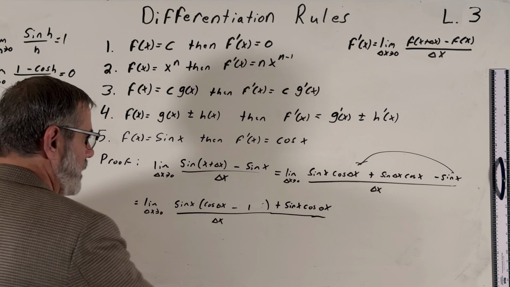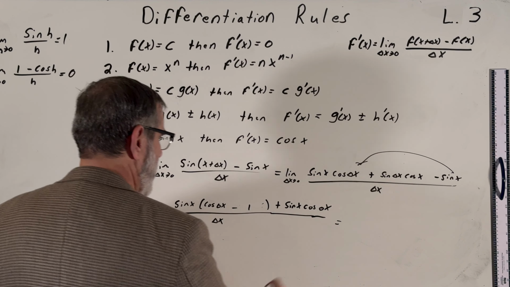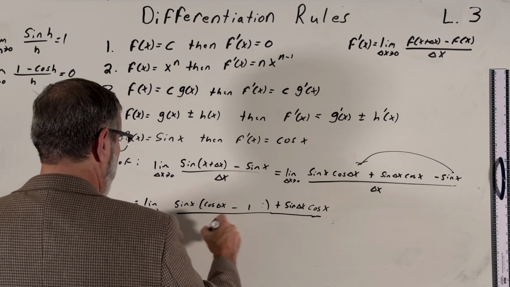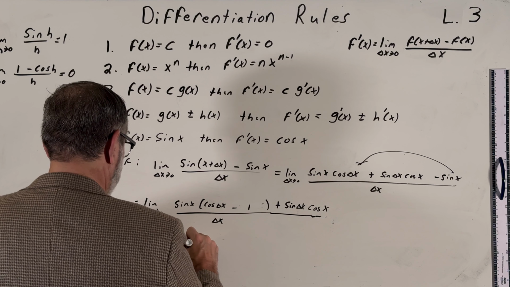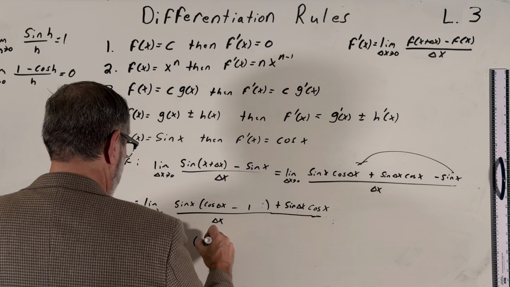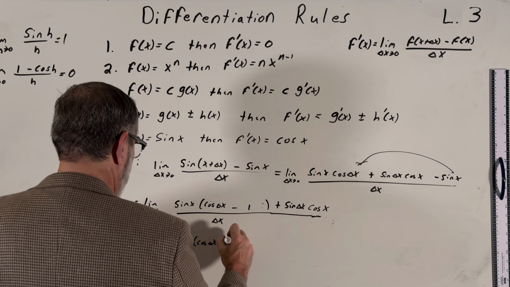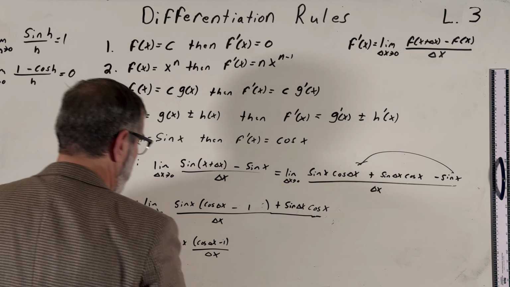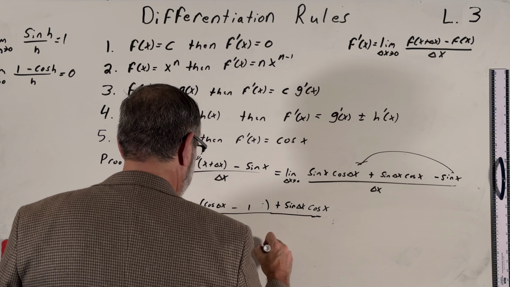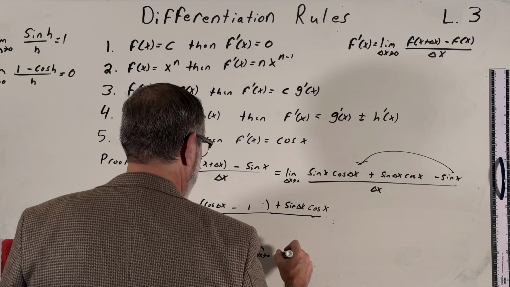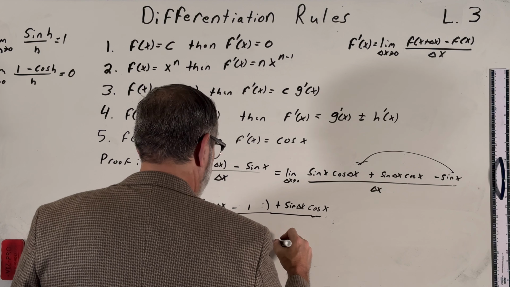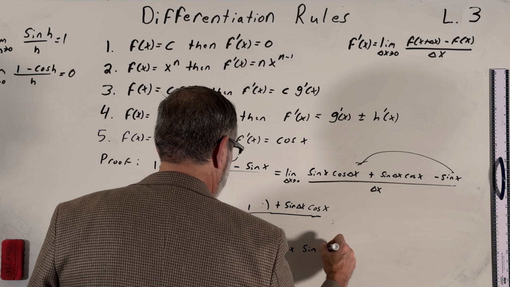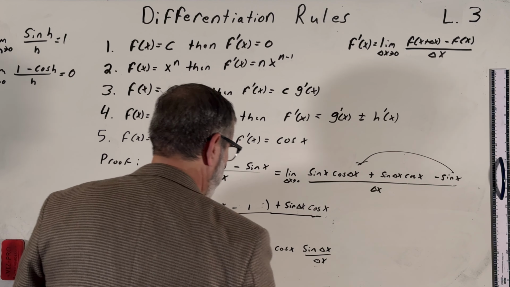Yeah. And now I'm going to split this up into two pieces. So this is equal to the limit as delta x approaches 0 of the sine of x times cosine of delta x minus 1, divided by delta x. Remember, we're going to use this definition here for that, plus the limit as delta x approaches 0 of, this time, the cosine of x times the sine of delta x over delta x.